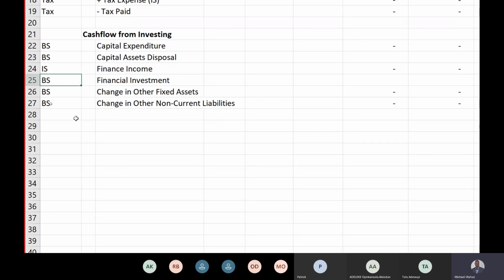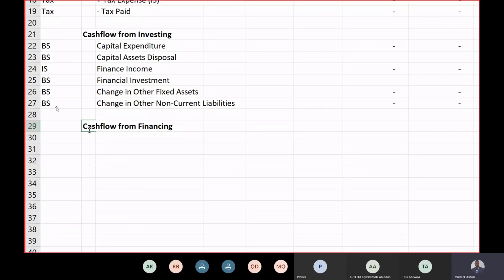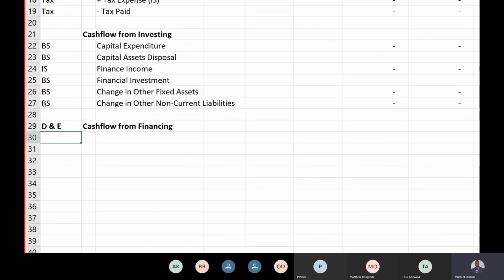Okay, so now we go to the last section, cash flow from financing. This one is very straightforward because you are capturing things that revolve around debt and equity. Did you raise new debt? Did you raise new equity? Did you pay off some debt? Did you buy back equity?